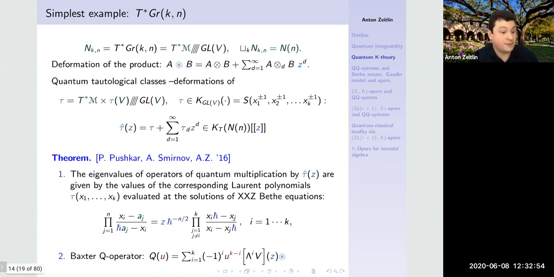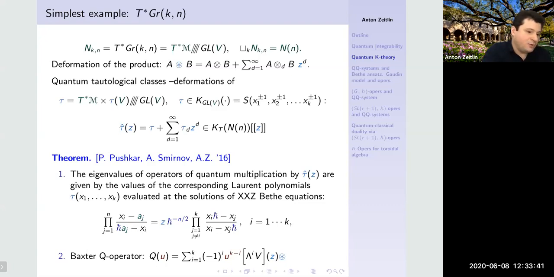the eigenvalues of operators of quantum multiplication correspond to the evaluated solutions of the XXZ Bethe ansatz equations, and the eigenvalues of this operator correspond to the eigenvalues of the transfer matrices, right? And this is related to what Mina said. So the Baxter Q operator is just a generating function for the exterior powers of the tautological bundle on T-star Grassmannian. So this is what I wanted to say about it, and I'm probably not going to return to it, only slightly in the talk, to the enumerative part.